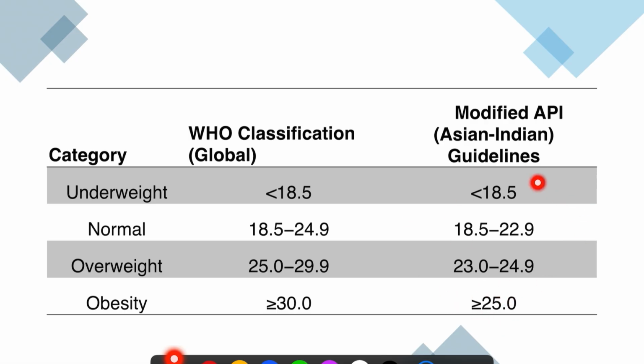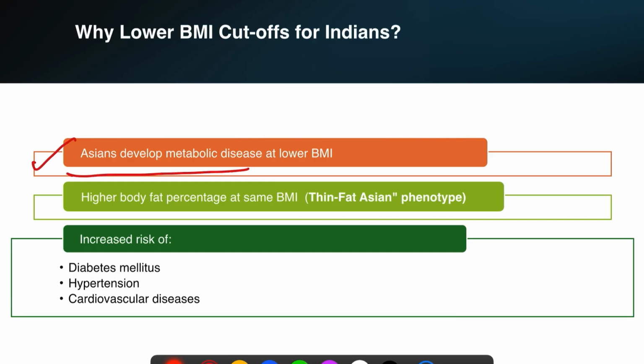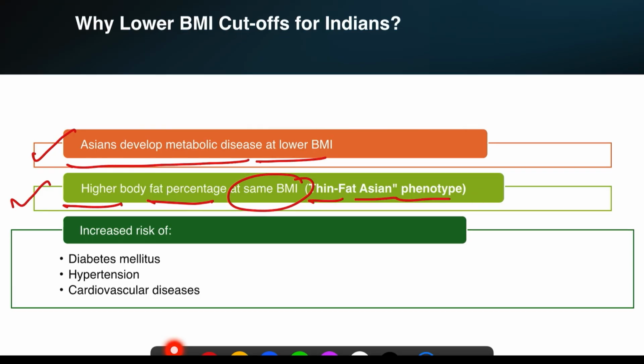Lower cutoffs are recommended for Indians because they tend to develop metabolic complications at a lower BMI level. Asians develop metabolic disease even at a lower BMI when compared with the Western population. They have a higher body fat percentage even at the same BMI. This is known as the thin fat Asian phenotype. A person may appear thin externally but still may have high body fat and metabolic risk internally.